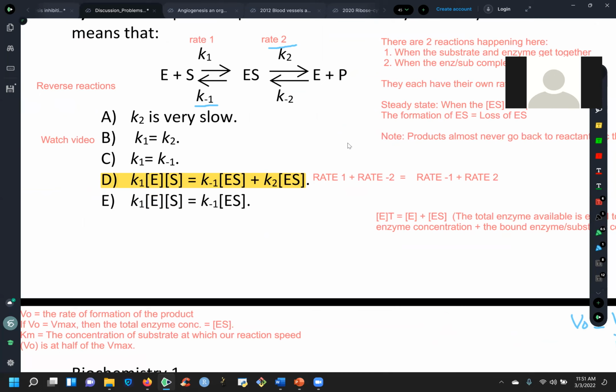I'll write it right here. So the answer is D, and it's K1 [E][S] is equal to K minus 1 [ES] plus K2 [ES].